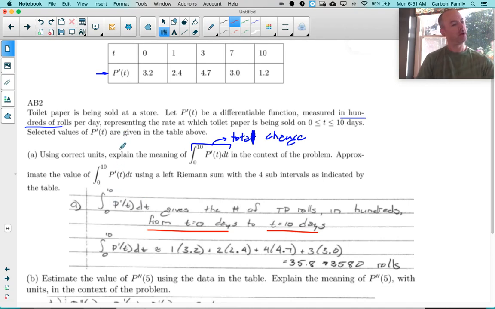Let's see. So this one, looking at the scoring, this is a 2-part. Okay, so you got 1 point for the explanation. There we go. Then it says to estimate this value using a left Riemann sum.